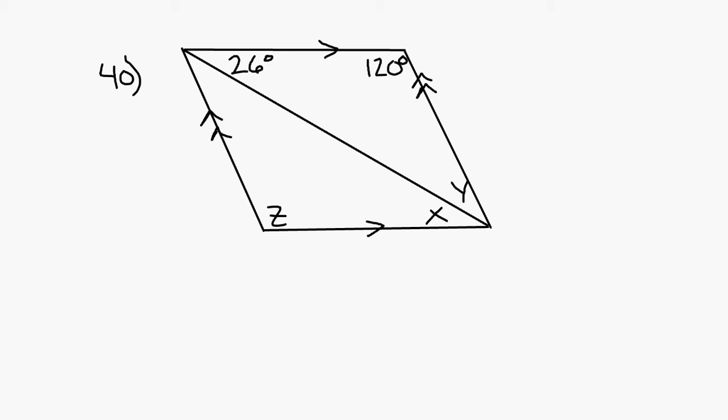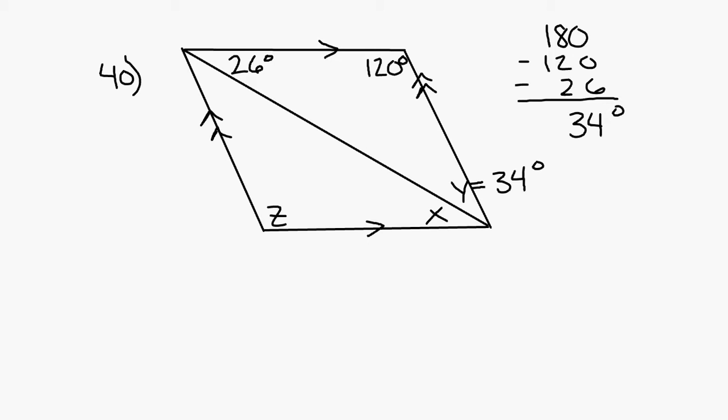Okay, in this top triangle, if you just take 180 and you subtract 120 and you subtract 26, that will allow you to solve for Y. So probably 34 degrees. Alright, so angle Y equals 34 degrees. Now, in a parallelogram, opposite angles are congruent. So if this angle up top is 120, then angle Z is also 120.